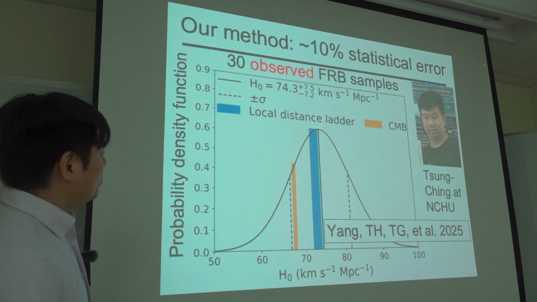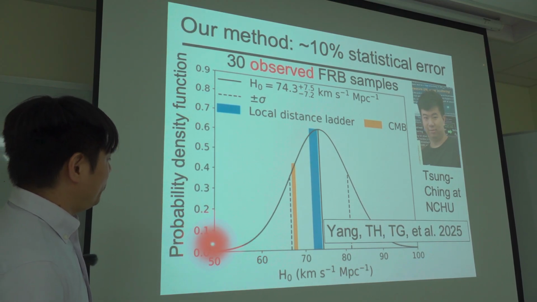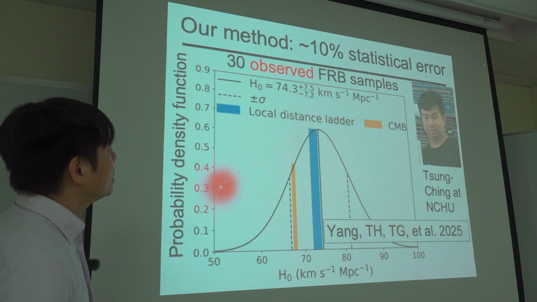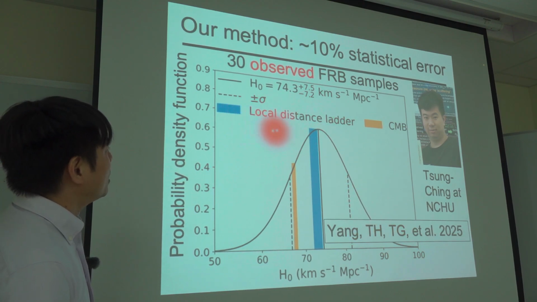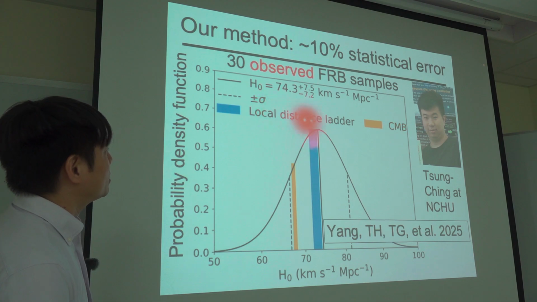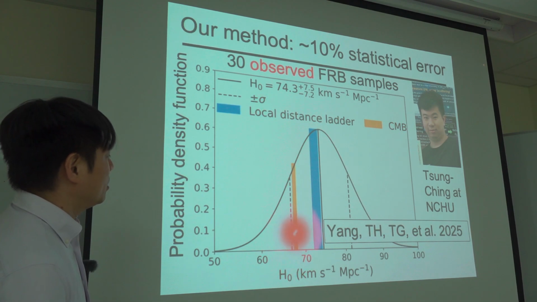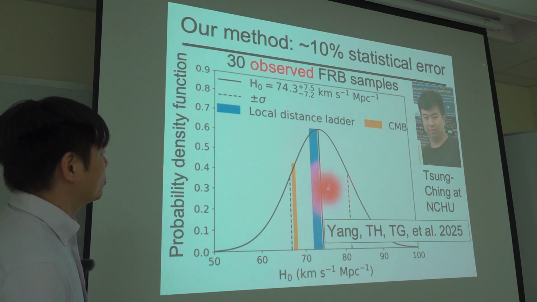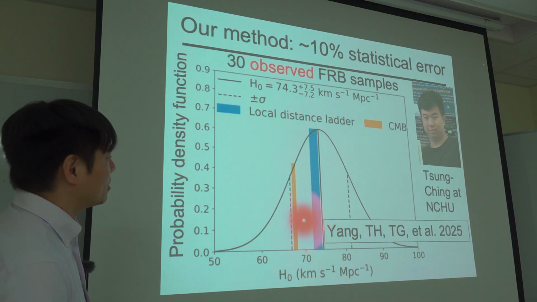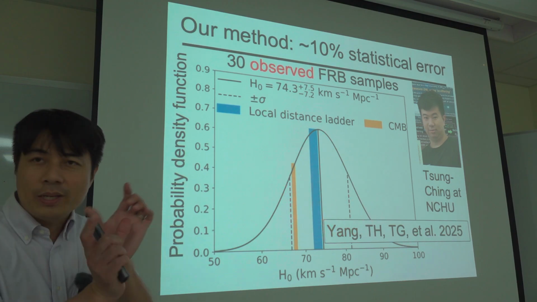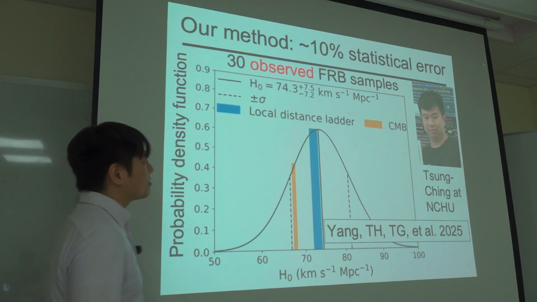Anyway, the result is this one. His PDF of the Hubble constant is shown by the black line here. And we know the other studies, right? The local distance ladder and the CMB. The CMB is shown by yellow here, and the local distance ladder is shown by blue here, right? Again, they significantly deviate. They are not overlapping each other. This is the problem, right?